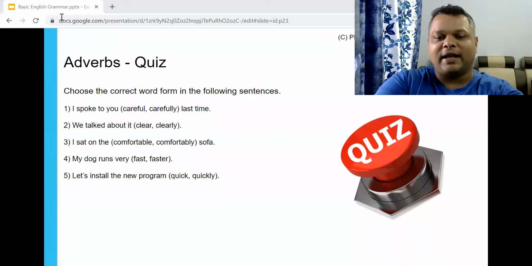Okay, very good. And can someone tell me what is the verb in this sentence? Which verb is carefully describing? Very good. The verb is spoke. All right. Yes, correct. The verb is spoke. Thank you very much. Let's take the second example. The second question. We talked about it clear, or we talked about it clearly.